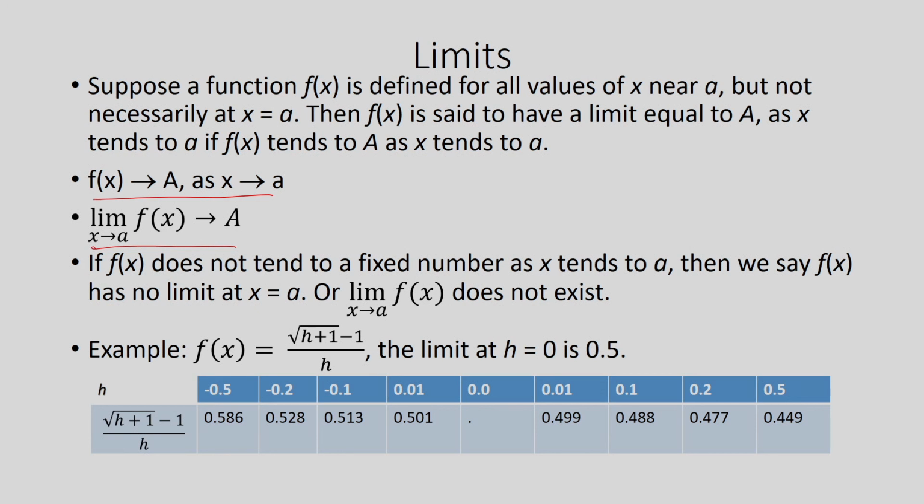If f(x) does not tend to a fixed number as x tends to small a, then we say f(x) has no limit at x equal to small a, or the limit of f(x) as x goes to a does not exist. Okay, so what could be the visualization of this? That you have x going to a, but f(x) does not go to any finite or fixed number. So, you can imagine a function like this: you have this x axis, here you have a, and the function is something like this.